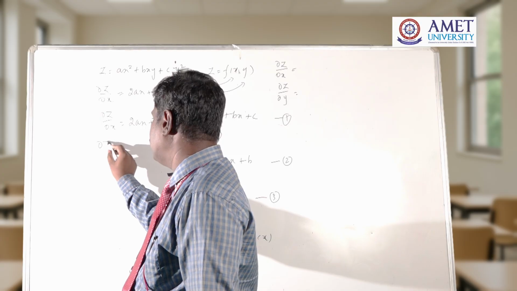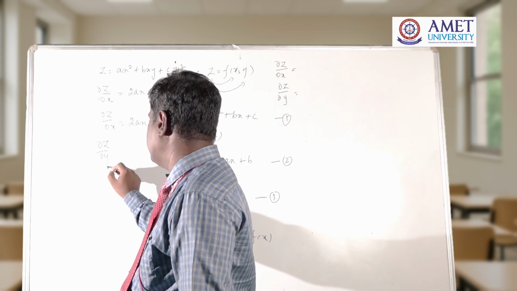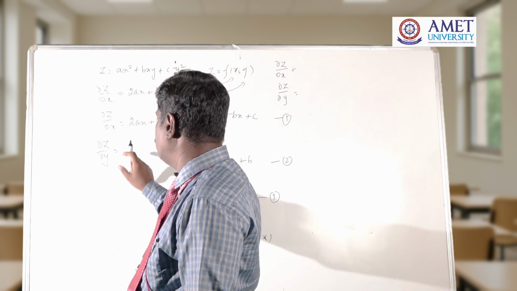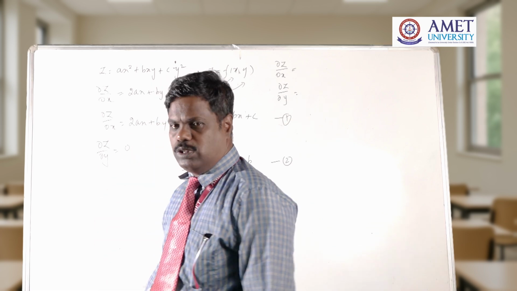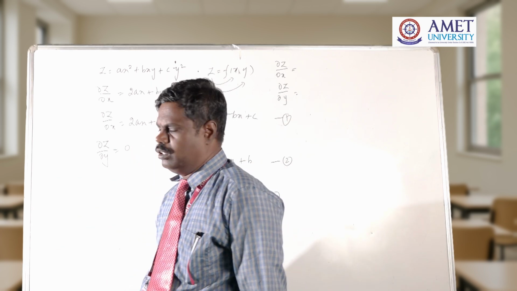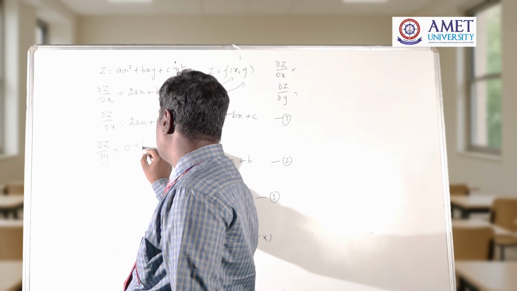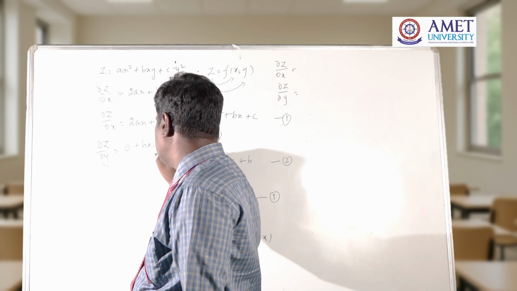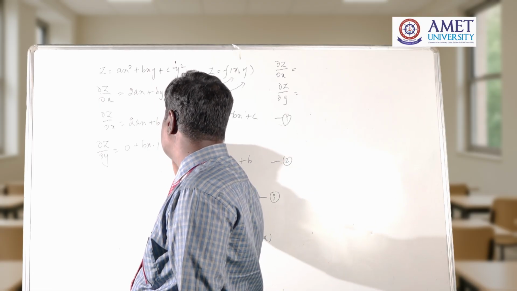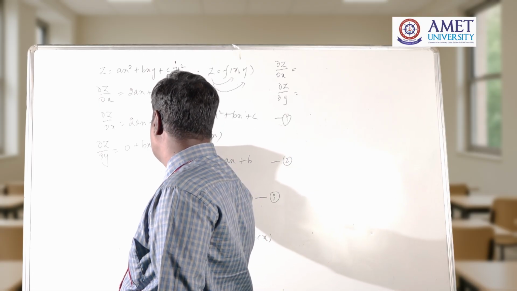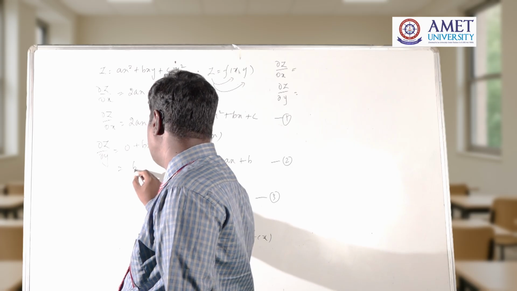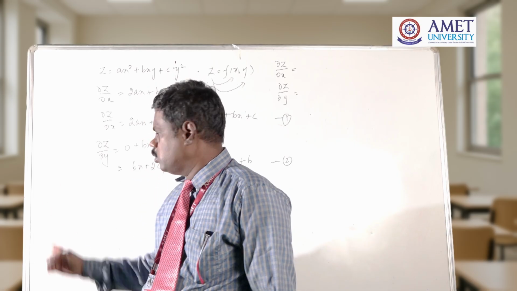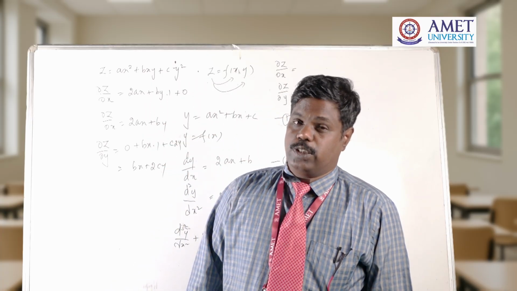Similarly, we can find dou z by dou y also. This is dou z by dou y. The first term is 0. Why is it 0? Because it is a function of x alone. Next is bxy with respect to y. With respect to y, the derivative of y is 1, so this is bx. The derivative of cy squared is 2cy. So that part is bx plus 2cy. So this is dou z by dou y.